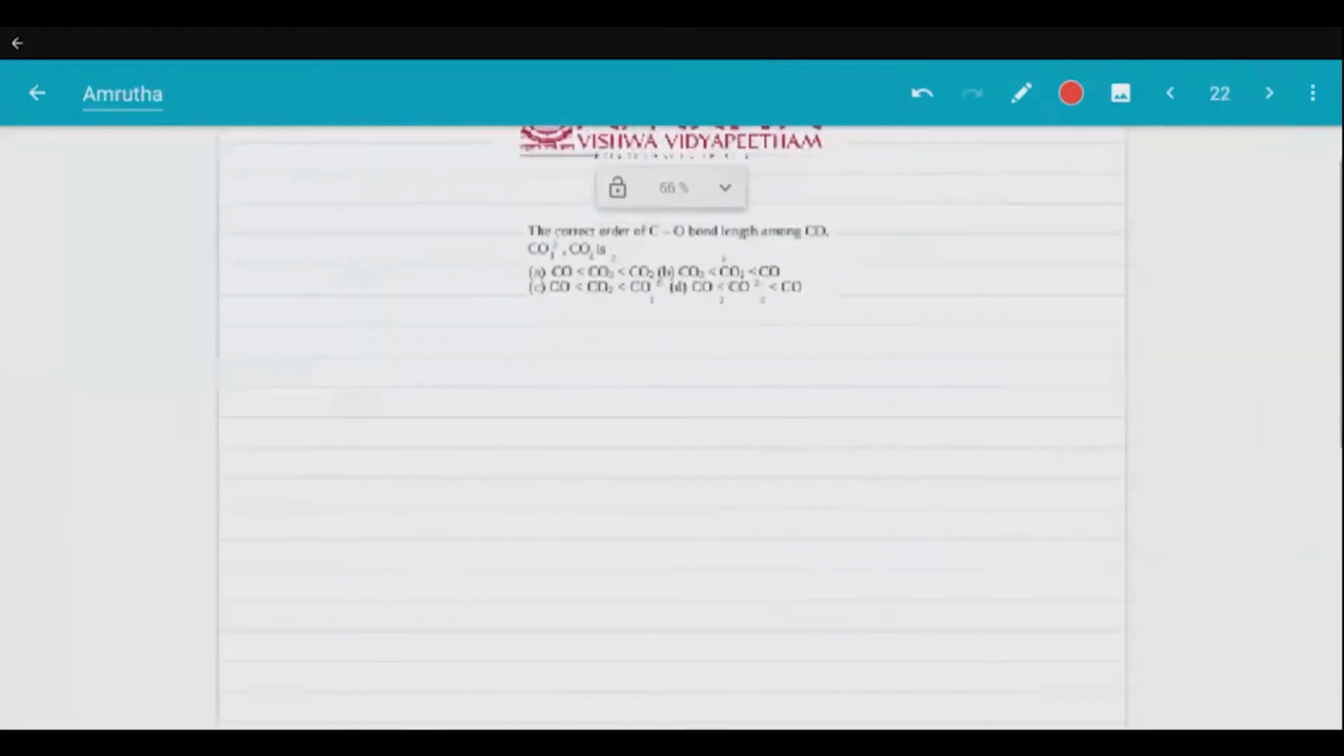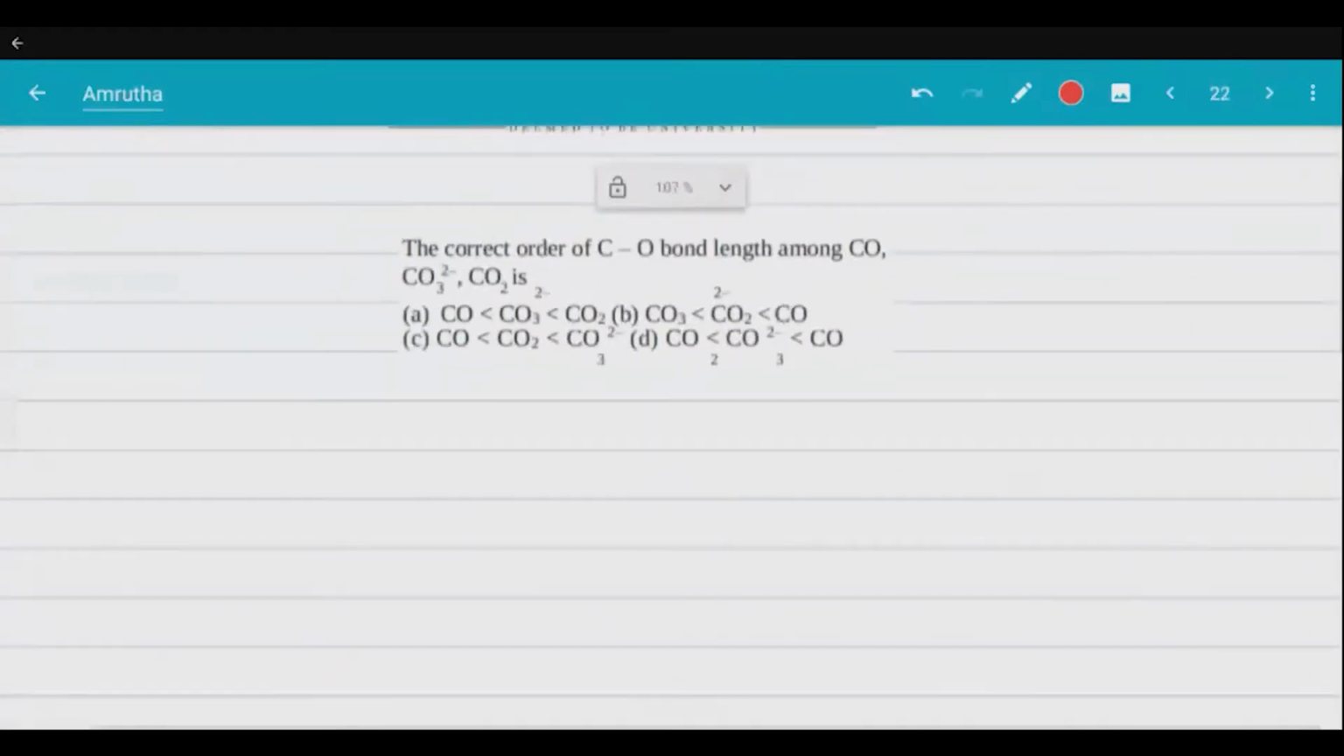Let us take this beautiful question now: the correct order of carbon-oxygen bond length. We are focusing on electrons and on bond parameters: bond angles, bond lengths, bond order. So look at this question. They are asking about bond length.